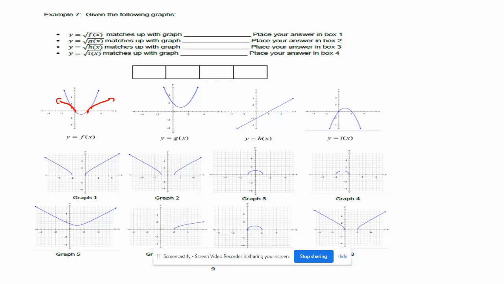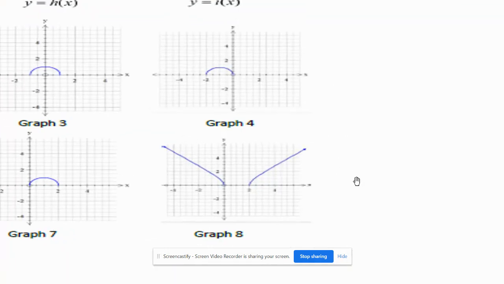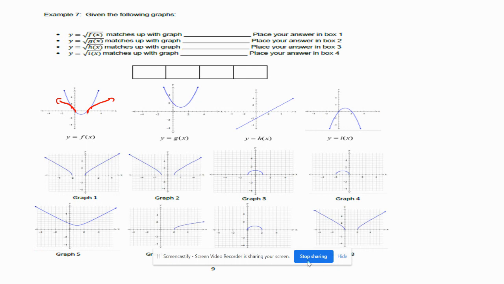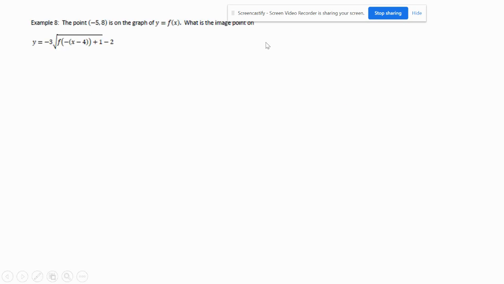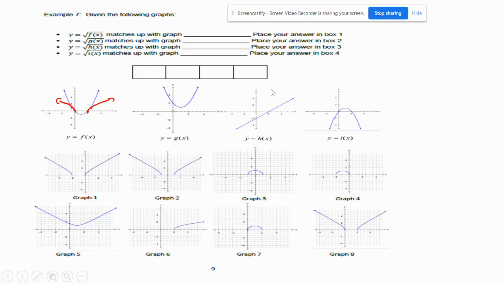I'm going to say it's going to be graph 4. Okay, so graph 4 is looking like my graph over here. So for the first one, y equals square root of f of x matches up with graph, sorry guys, this is graph 4. That means this was actually graph 8 over here. So y equals square root of f of x matches up with graph 8.